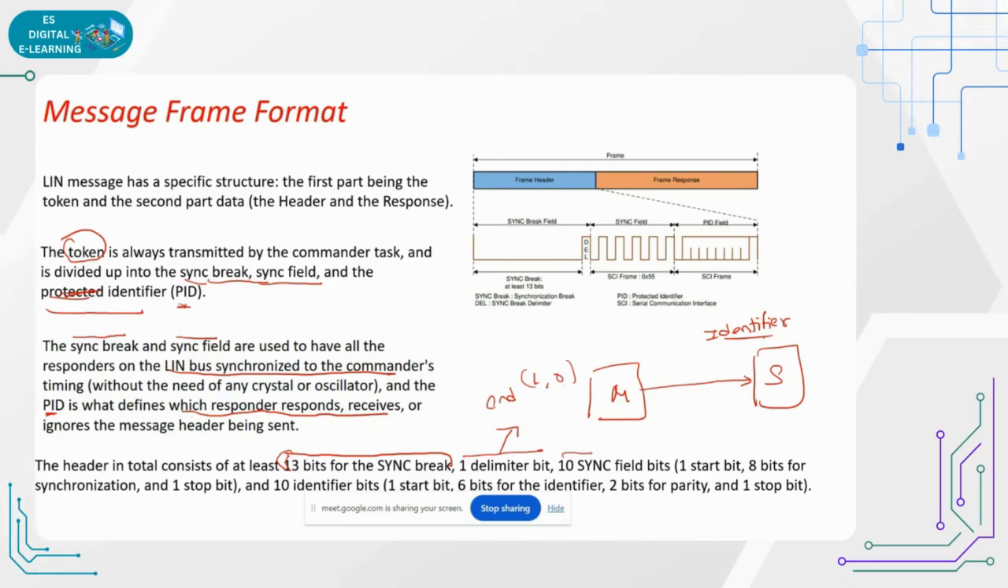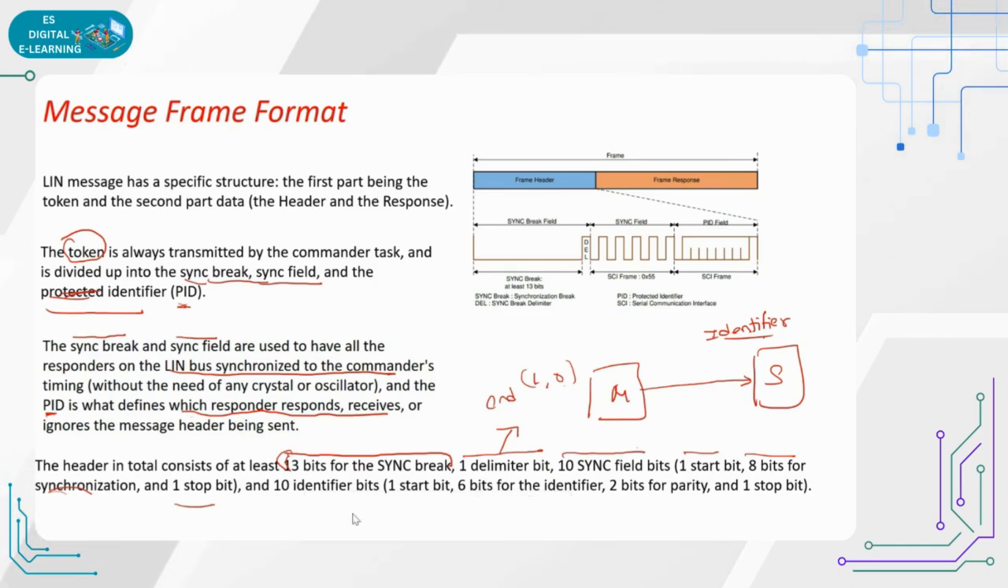And next we have the 10-bit sync field. One is the start bit, 8 bits are for synchronization, and one is the stop bit. Next are the 10 identifier bits: one start bit, 6 bits of identifier, 2 bits for parity, and one stop bit. So this is a general overview of the header. Those who work on programming need to know this data, how many bits or fields there are in each container.